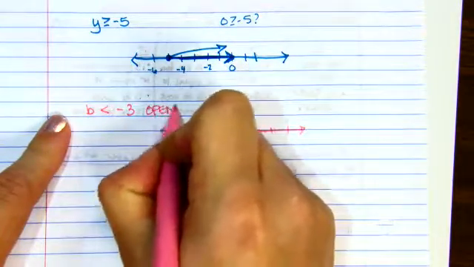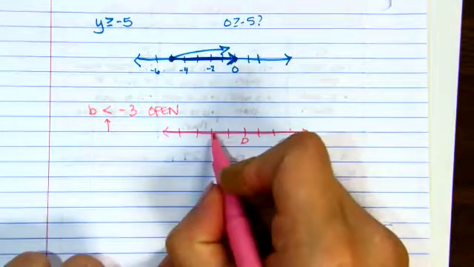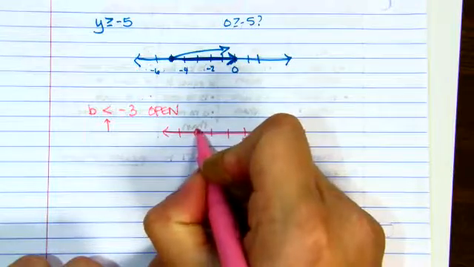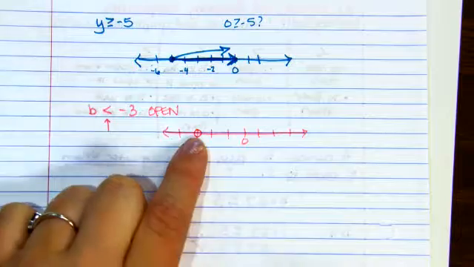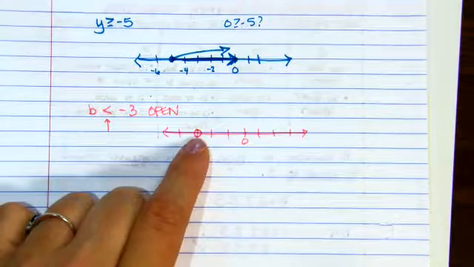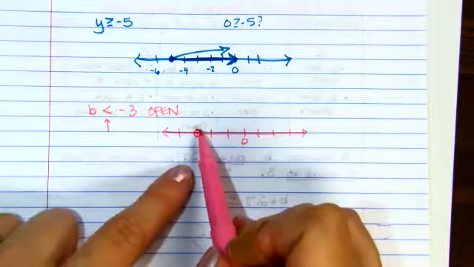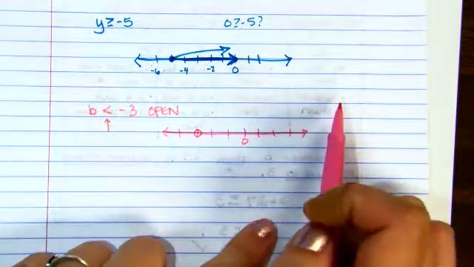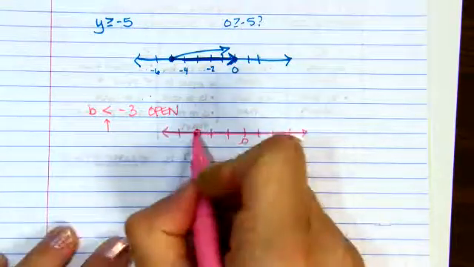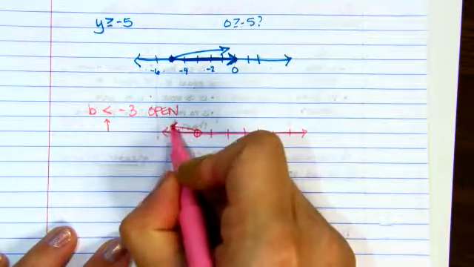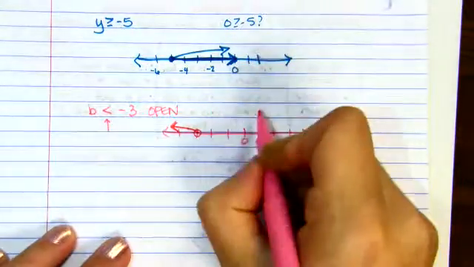So I need an open circle. This tells me I need an open circle at -3. So 1, 2, 3, and I draw an open circle. It means everything up to -3 is a solution, but -3 actually isn't. And then from here, I need to decide, are we talking about the numbers that are less than -3 or greater than -3? It says b is less than -3, so my arrow is going to be pointing toward the numbers that are less than -3.